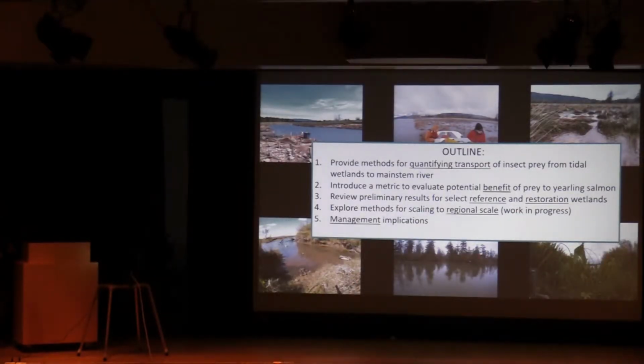So the outline here, we'll talk a little bit about how we developed a method for quantifying the transport of prey out, and secondly, to introduce a metric we're calling the salmon energy equivalence, which is a way of looking at the importance of the energy that these insects have relative to salmon moving down. It's kind of a currency that we're thinking about using.